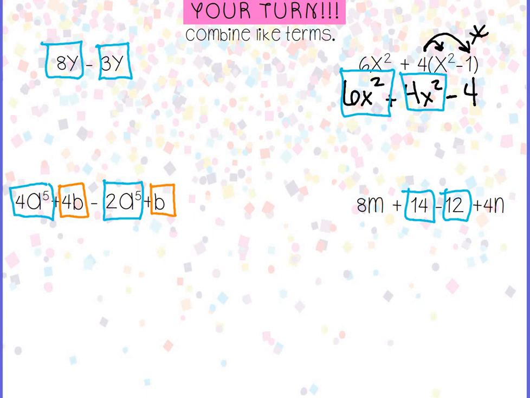All right, now you can go back and combine your like terms. Otherwise, you can keep checking your work with me. So here, 8 minus 3 is 5, and then I keep the y. Here, my x squareds are already together, and they're being combined by addition. So my coefficients of 6 and 4 added together give me 10x squared. And then I keep my minus 4. I can't get rid of that.